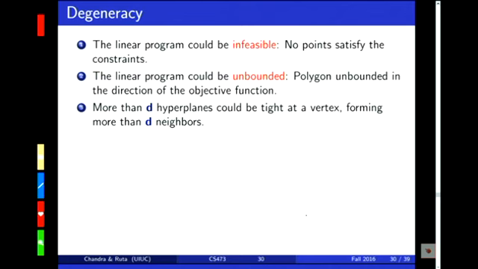Now there are 3 issues that we need to handle. In some sense, we already talked about one of them, unboundedness. It may happen that your simplex encounters an unbounded ray, and then you just say that the LP is unbounded in the direction of the cost, so there is no finite solution which is optimal.